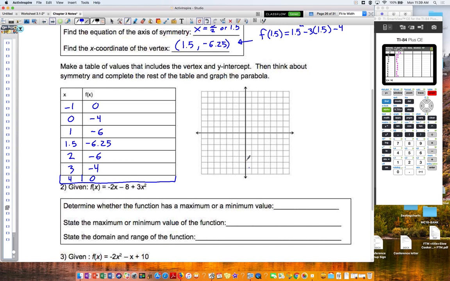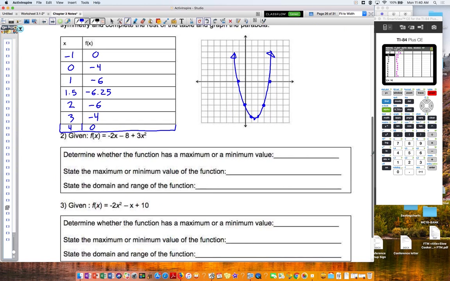And so now I can graph these points. Negative 1, 0; 0, negative 4; 1, negative 6. Then it goes down to about negative 6.25. Then I get the other three points on the other side. So I can draw myself a nice parabola. All right, so that takes care of number 1.